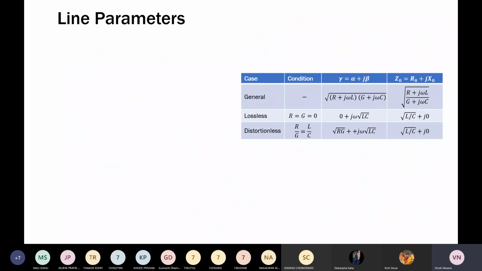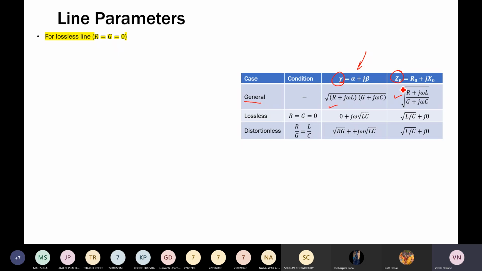Then line parameters. We do have two types of lines: lossless lines as well as distortionless lines. You can look into this table. In general, for a general transmission line, the propagation constant gamma is given in this way, and the characteristic impedance is given in this way. Those are very general formulae.